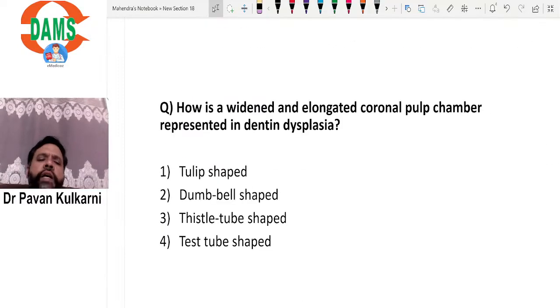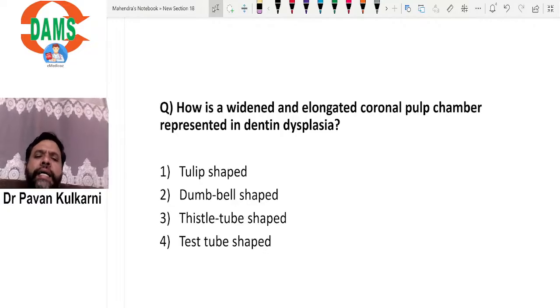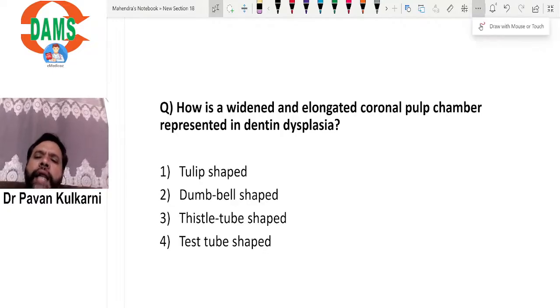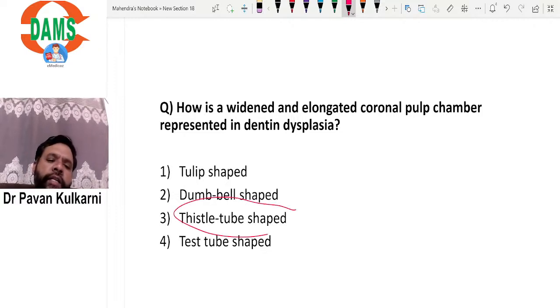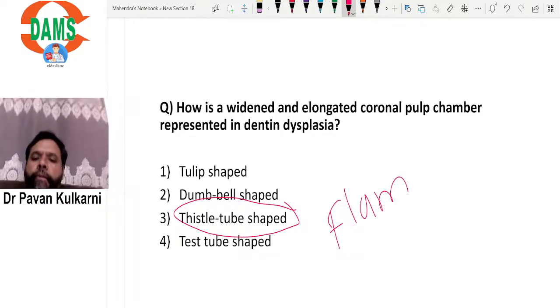Moving on to the next question. How is a widened and elongated coronal pulp chamber represented in dentin dysplasia? We know that in dentin dysplasia, there are two types. Type 1 is radicular dentin dysplasia, type 2 is coronal dentin dysplasia. In coronal dentin dysplasia, the pulp will be enlarged and that pulp is called thistle tube pulp or flame shaped pulp.